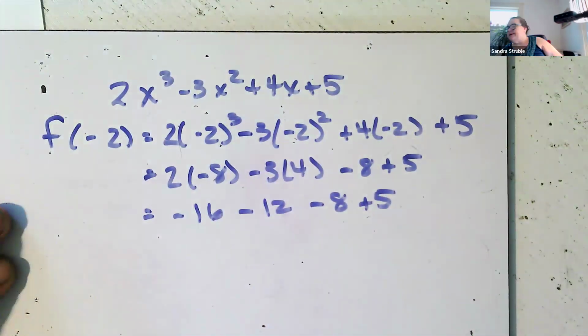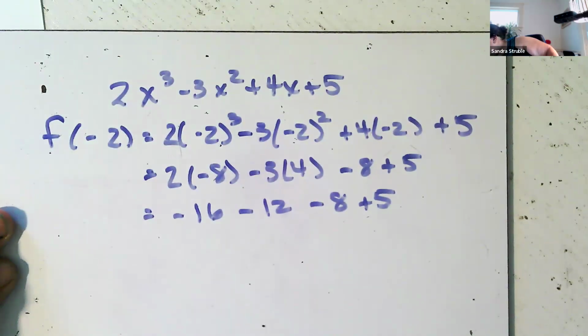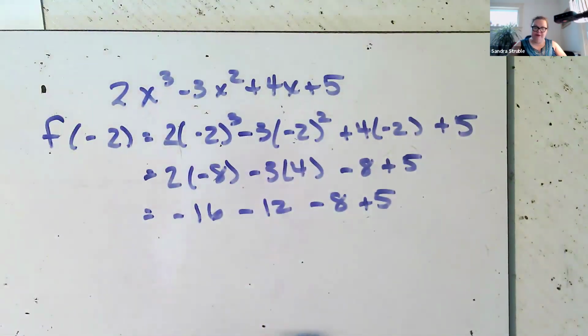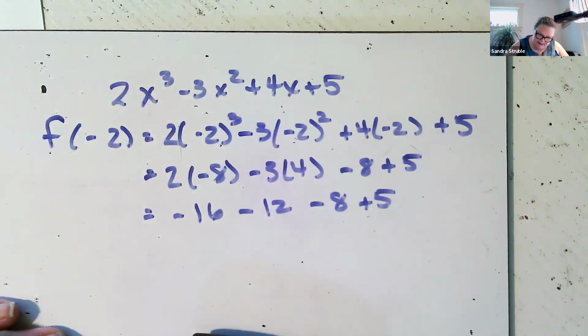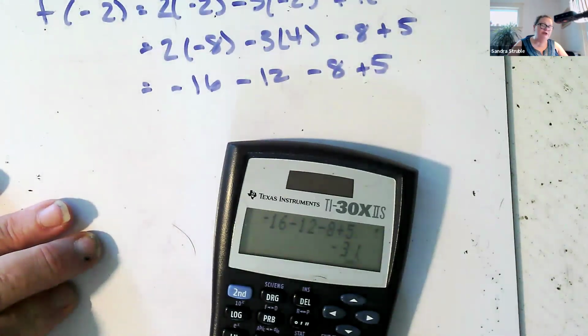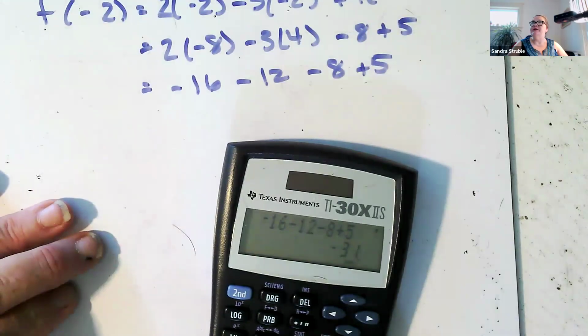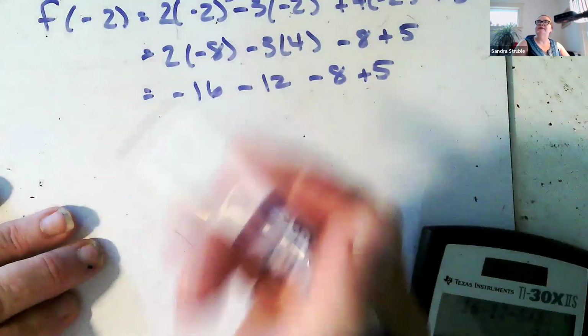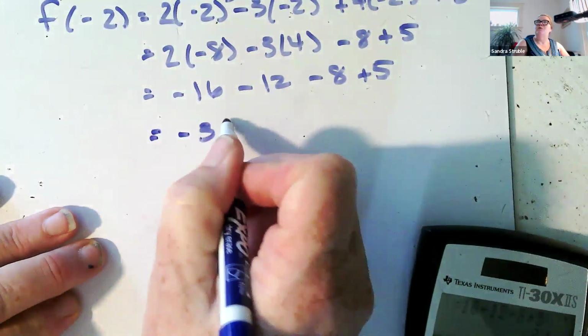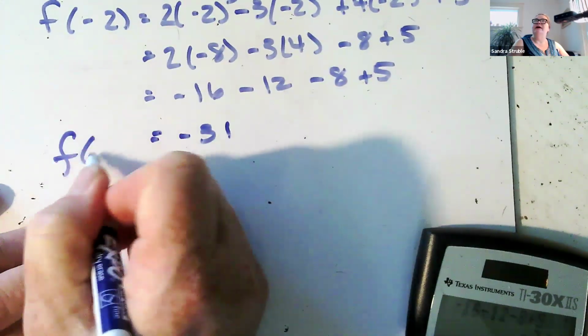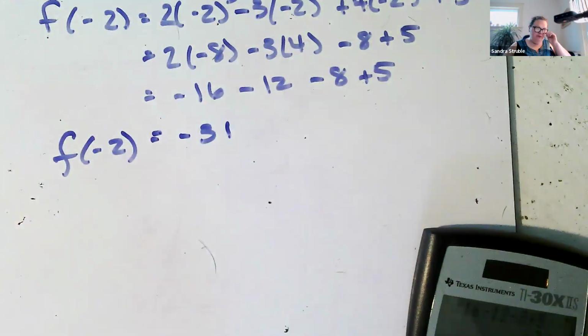And I need a calculator. Hold on, I'm not prepared like a regular student. All right, so -16 minus 12 minus 8 plus 5, and that is -31. So we just verified that our synthetic division is correct. f of -2 is -31.